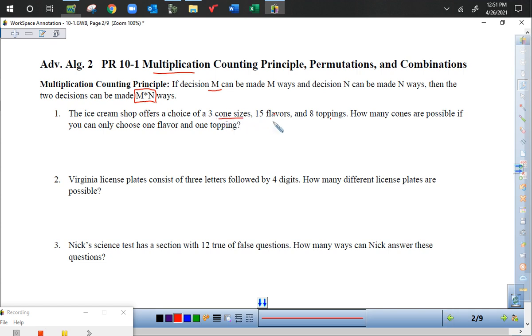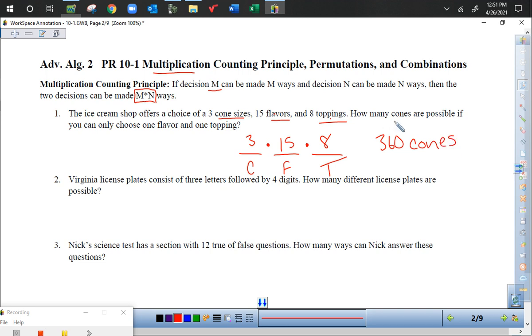We've got 3 different groups, so I want you to put 3 blanks on your paper. Because it's multiplication counting principle, we'll multiply between them, and we'll just talk about how many options are for each group. So cone, we have 3 options. Flavors, we have 15, and toppings, we have 8. And all you have to do is type that in your calculator. That comes up with 360 different types of cones.